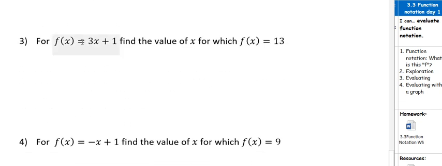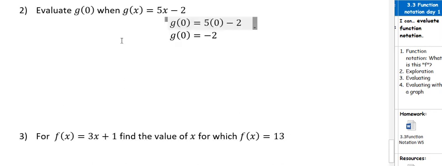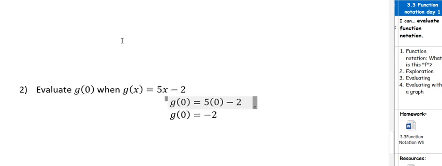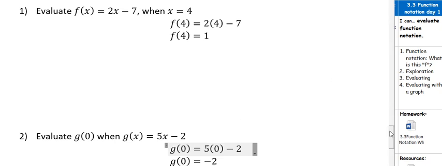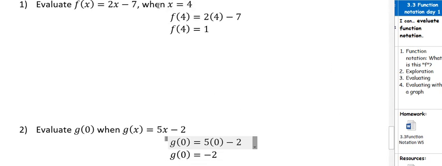For f of x equals 3x plus 1, find the value of x for which f of x equals 13. This is different, very different. These two are like the same problem, almost the exact same problem. This one said, hey, x is 4. This one said, figure out g of 0. That's two ways of asking the same question here. So I had to do the same thing. I plugged in whatever value it gave me in for x, because these both said that x was that number.